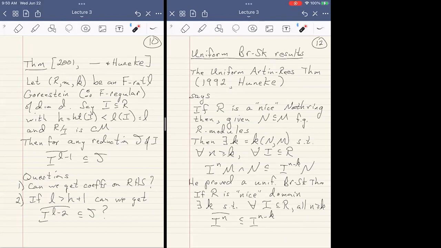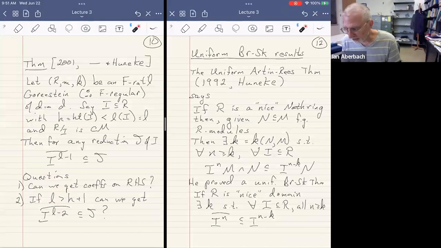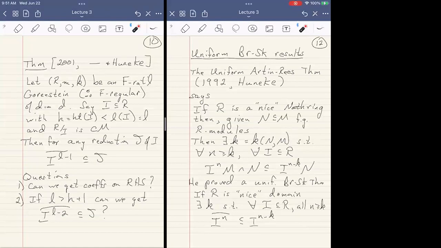I have a quick question on the theorem you wrote on page 10. Without any strengthenings, there are cases where L minus one is sharp. Is that correct? That is probably correct. If L is H plus one, you probably can't do better. You can create examples where you can't do better, I should say. Thank you.